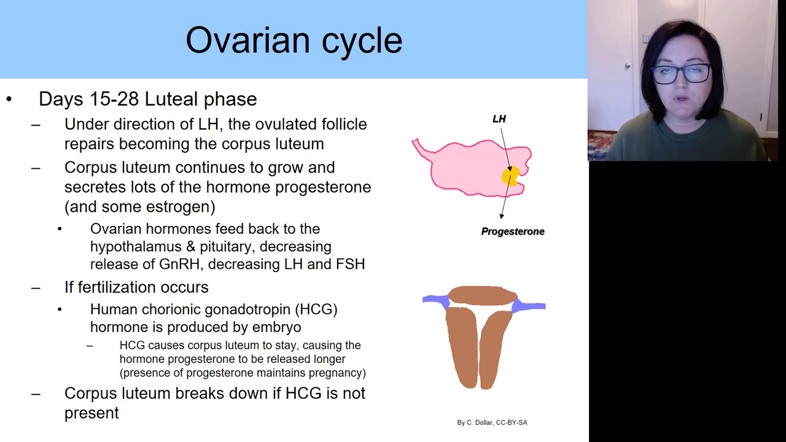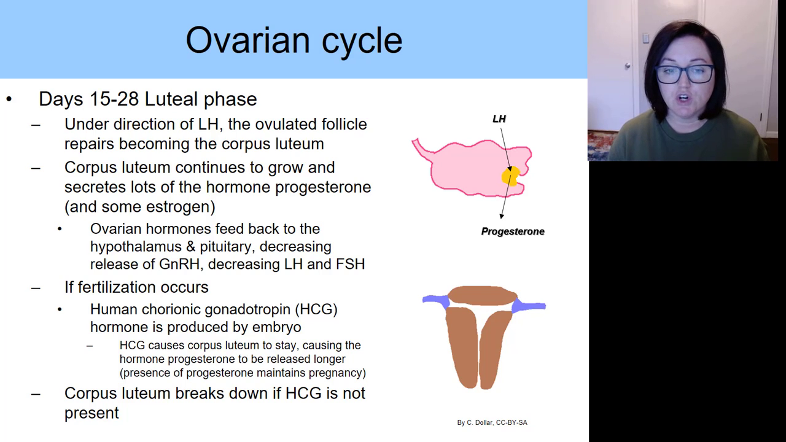As the corpus luteum forms and grows larger and larger, it starts to secrete a hormone, progesterone. Progesterone is necessary for maintaining the endometrial lining of the uterus so that menstruation doesn't occur if an embryo has implanted.